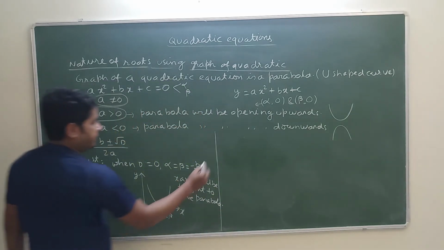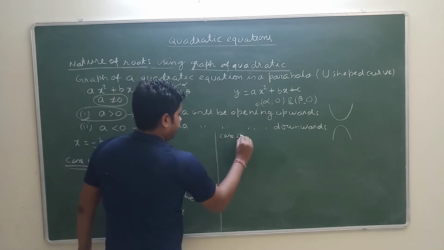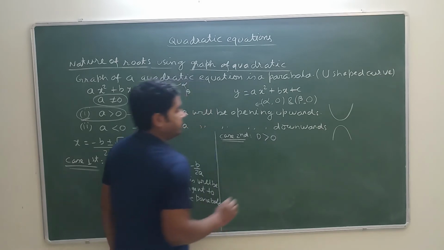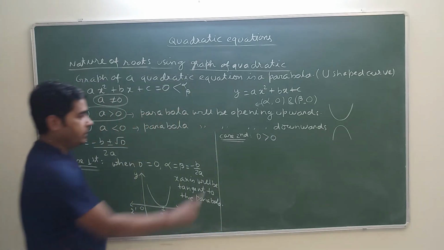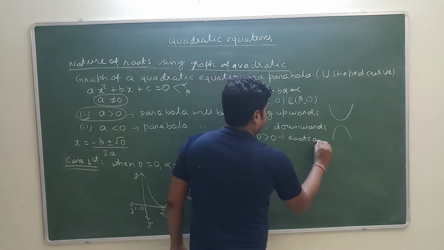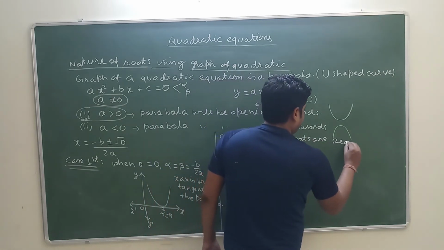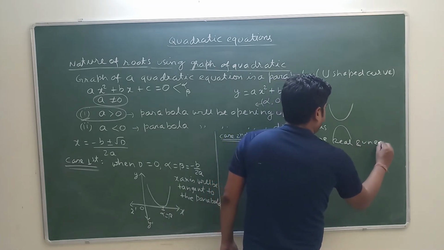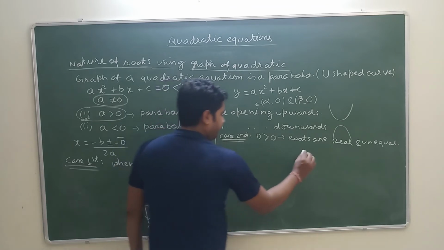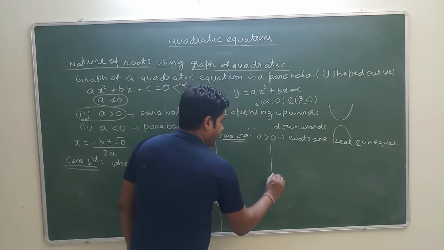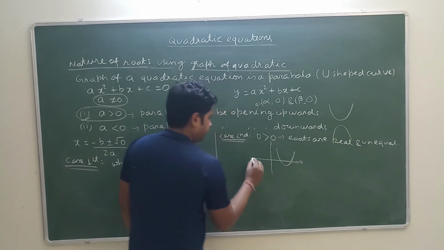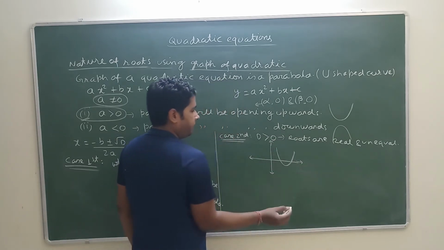Next we have the second case, when discriminant is more than 0. In that situation, we all know that roots are real and unequal. So for this situation the graph will be like this.